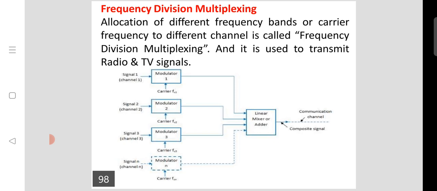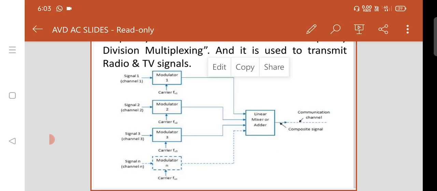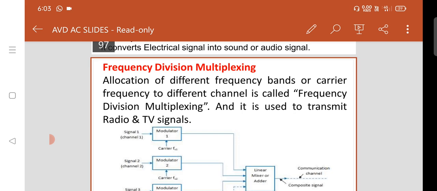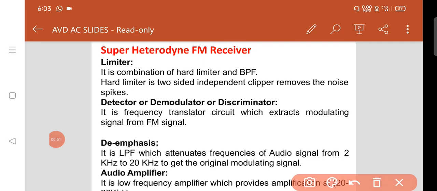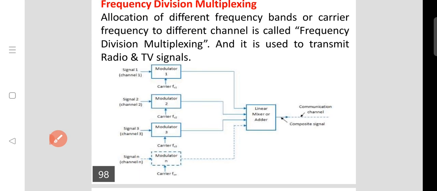It allows different data lines through a single channel. We know about the multiplexer. Here the multiplexing technique is used in communication systems.